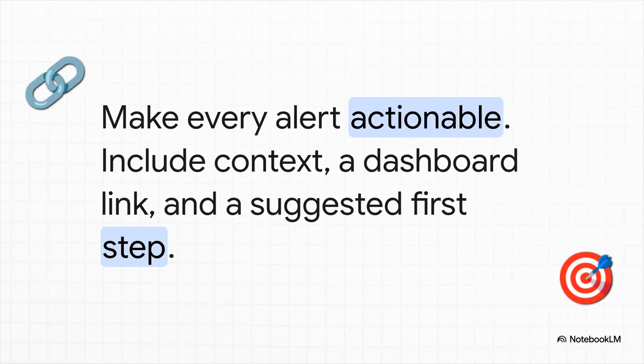And this right here, this is a rule that separates the pros from the amateurs. An alert that just says CPU is high is useless. It's just noise. A great alert says something like, CPU on the model serving pod is high. Here's a direct link to the dashboard. Suggested first step, check for an increase in request volume. See the difference? You're giving the person on call a clear path to actually solving the problem.